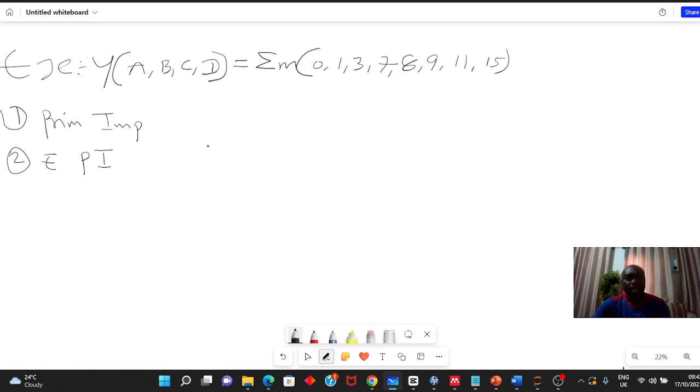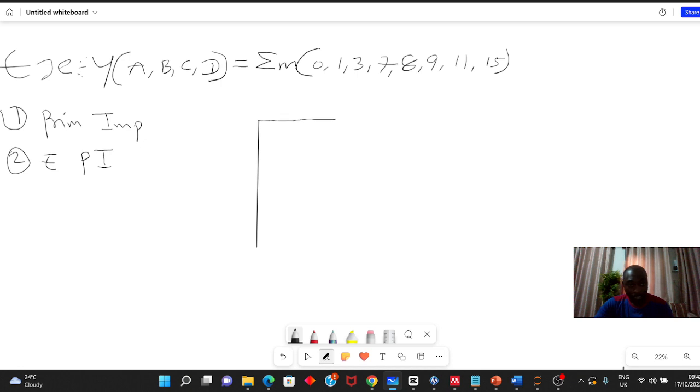An implicant is nothing but a group of ones, and then the prime implicants are the largest possible groups of ones. And then the essential prime implicant is a prime implicant that contains a minterm that cannot be combined in any other way, right? So let's demonstrate or explain these concepts, especially the prime implicant and then the essential prime implicant.